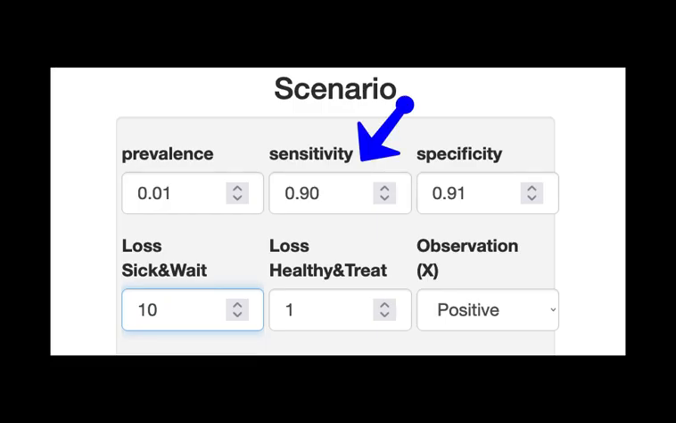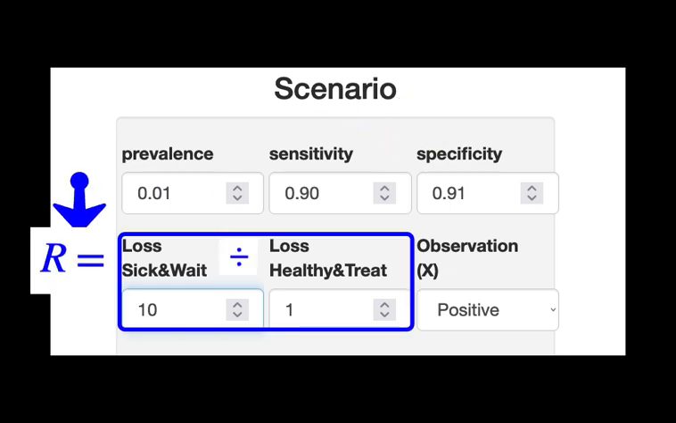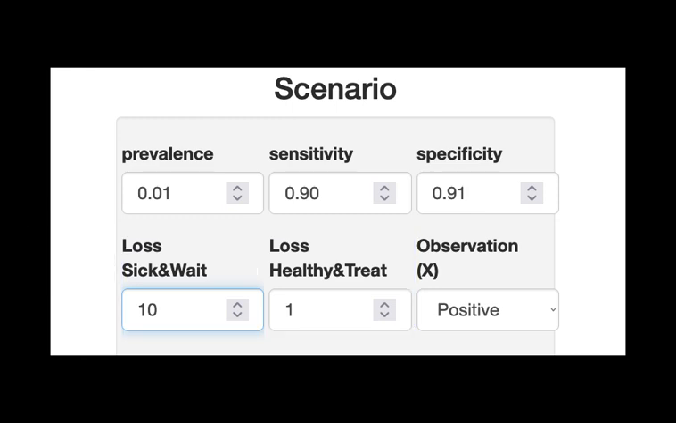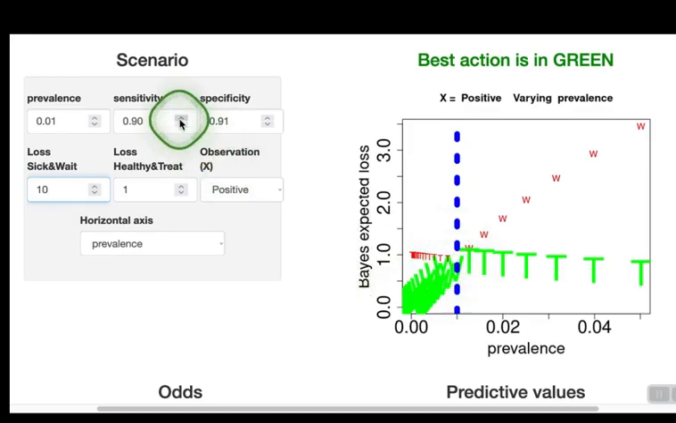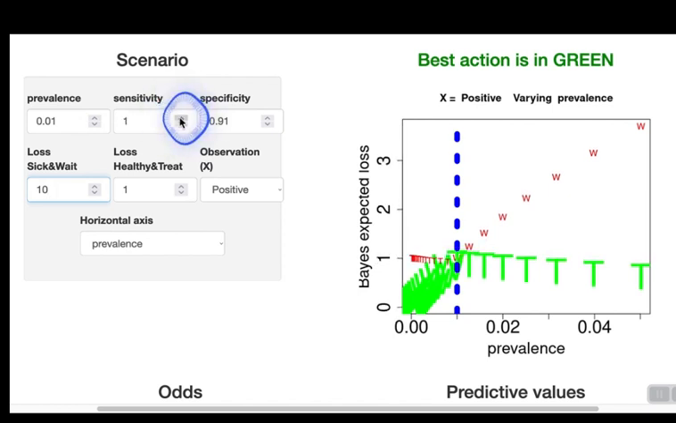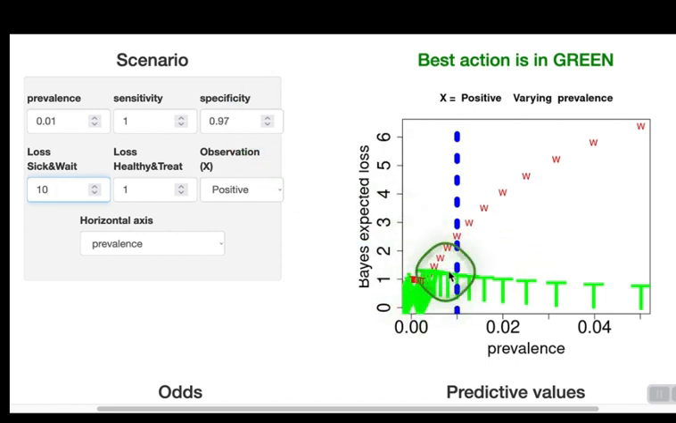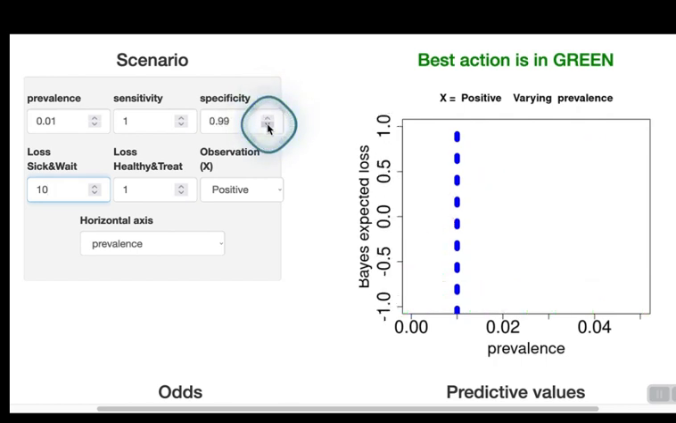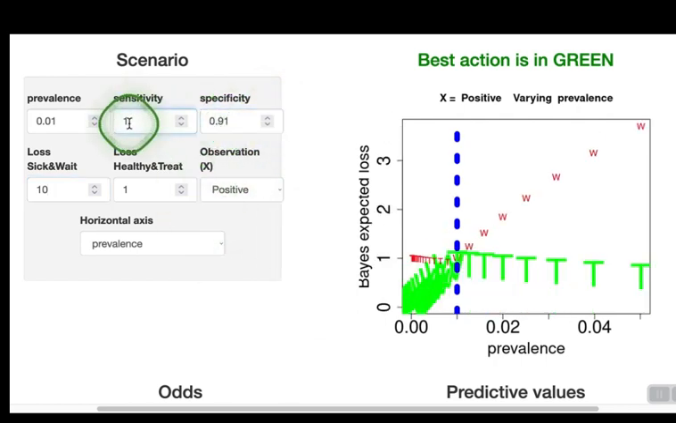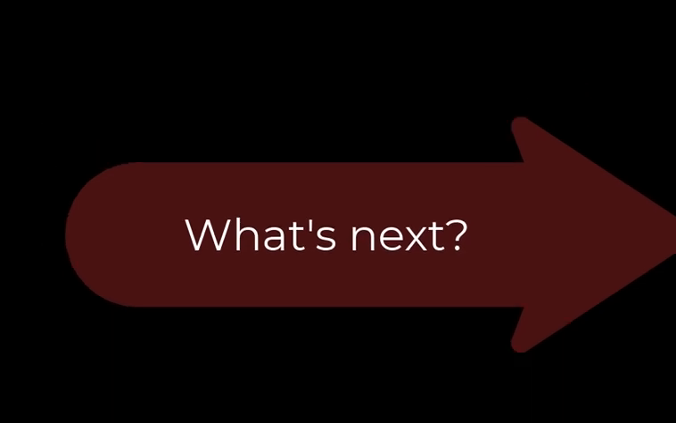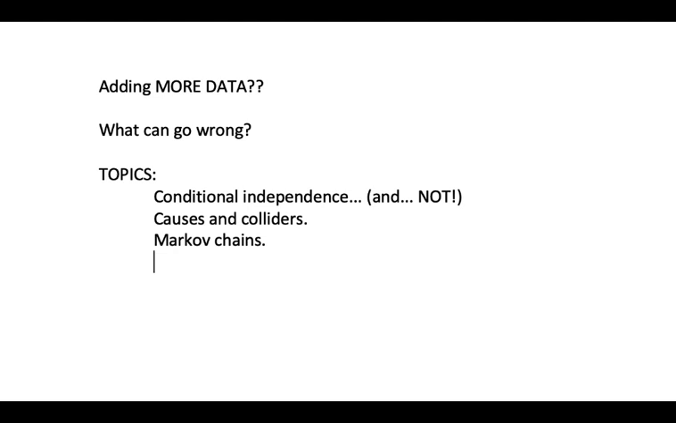Other ways to make the treatment action the best action include raising the sensitivity or specificity, or raising R by raising the loss of a false negative, or lowering the loss from a false positive. Raising the specificity is much more important than raising the sensitivity. You can play around with the scenario yourself. A link to this page is in the description. There will be a guided tour in a later video focusing on decision making. When it's ready, I'll add a link to the description below.